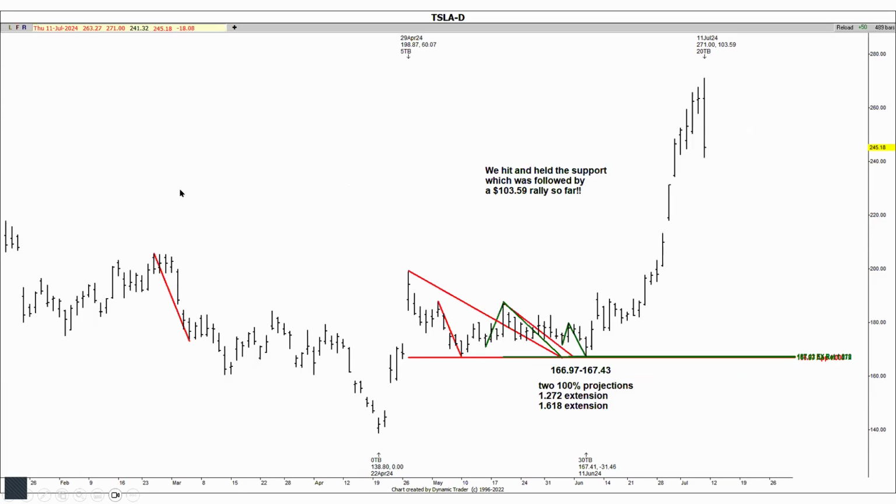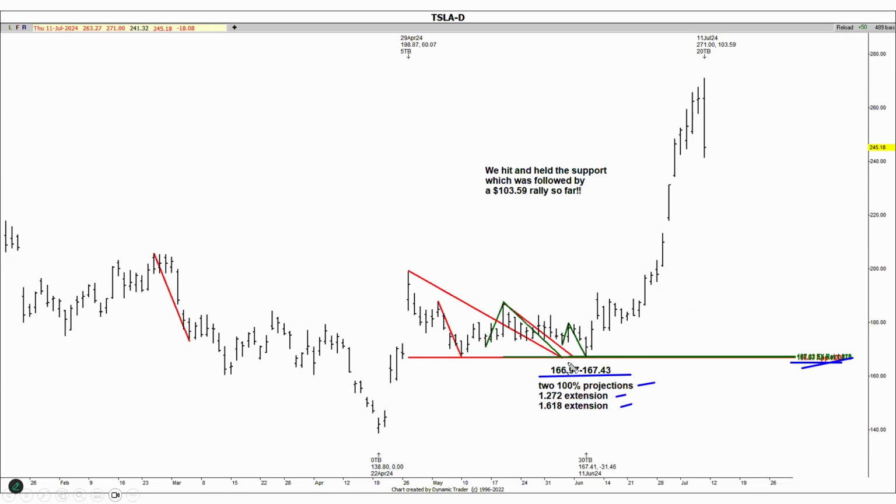So this is what it looks like when it all comes together. Some of you have seen my charts, hopefully on Twitter already, and they look like this. It's a little bit of a mess where you cannot see these numbers. That's why I have to write the numbers out. And we basically had 2 100% projections, a 1272 extension, and a 1618 extension.